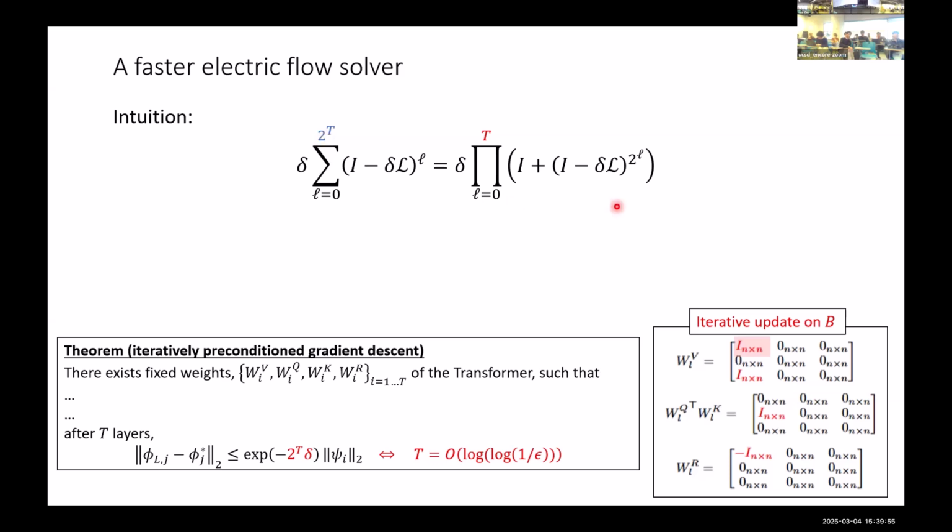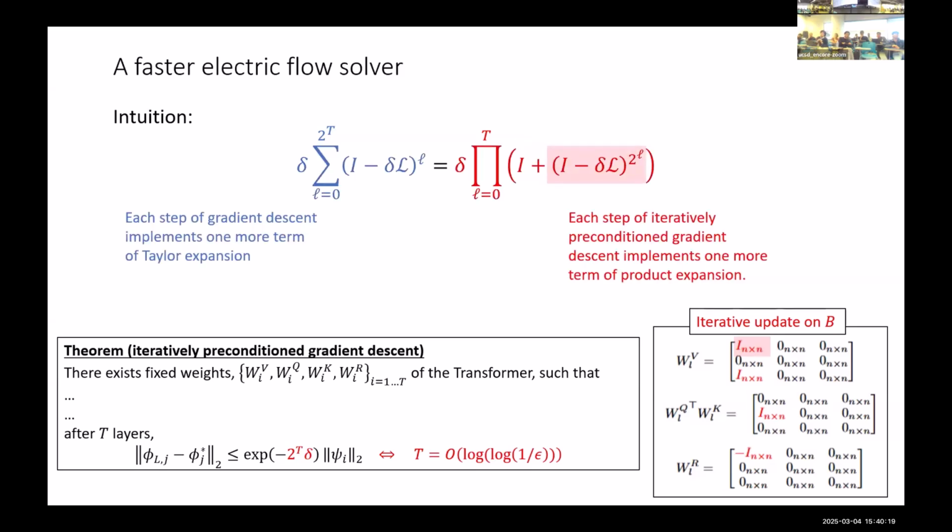And this product-based expansion has, I think, been around for a very long time, but I learned about it in Spielman and Teng's paper on fast SDD solvers, which is a more general form of fast electric flow solvers. A 2014 paper, I think.